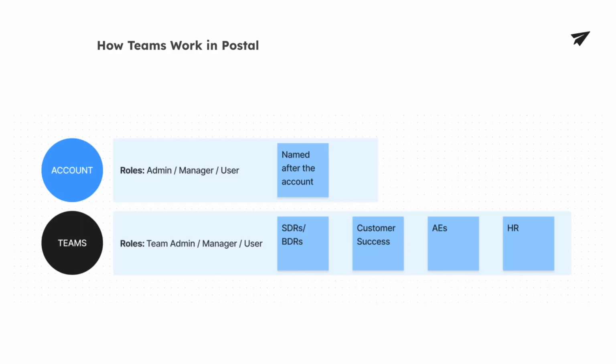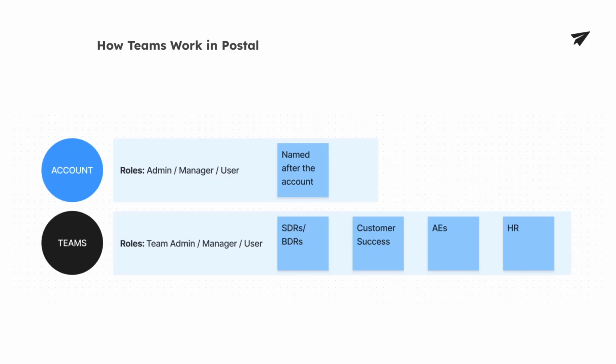We recommend naming this after functions or teams in your actual organization. For instance, customer success, AEs, HR. You'll notice here in the graphic that in the account team, the very first team that was created with your account, you can have an admin, a manager, and user. This is the only team that has the admin role. If you need someone to be an admin in Postal, they need to be a part of this team. In the other teams, you'll notice that the team admin, manager, and user role are available to them.